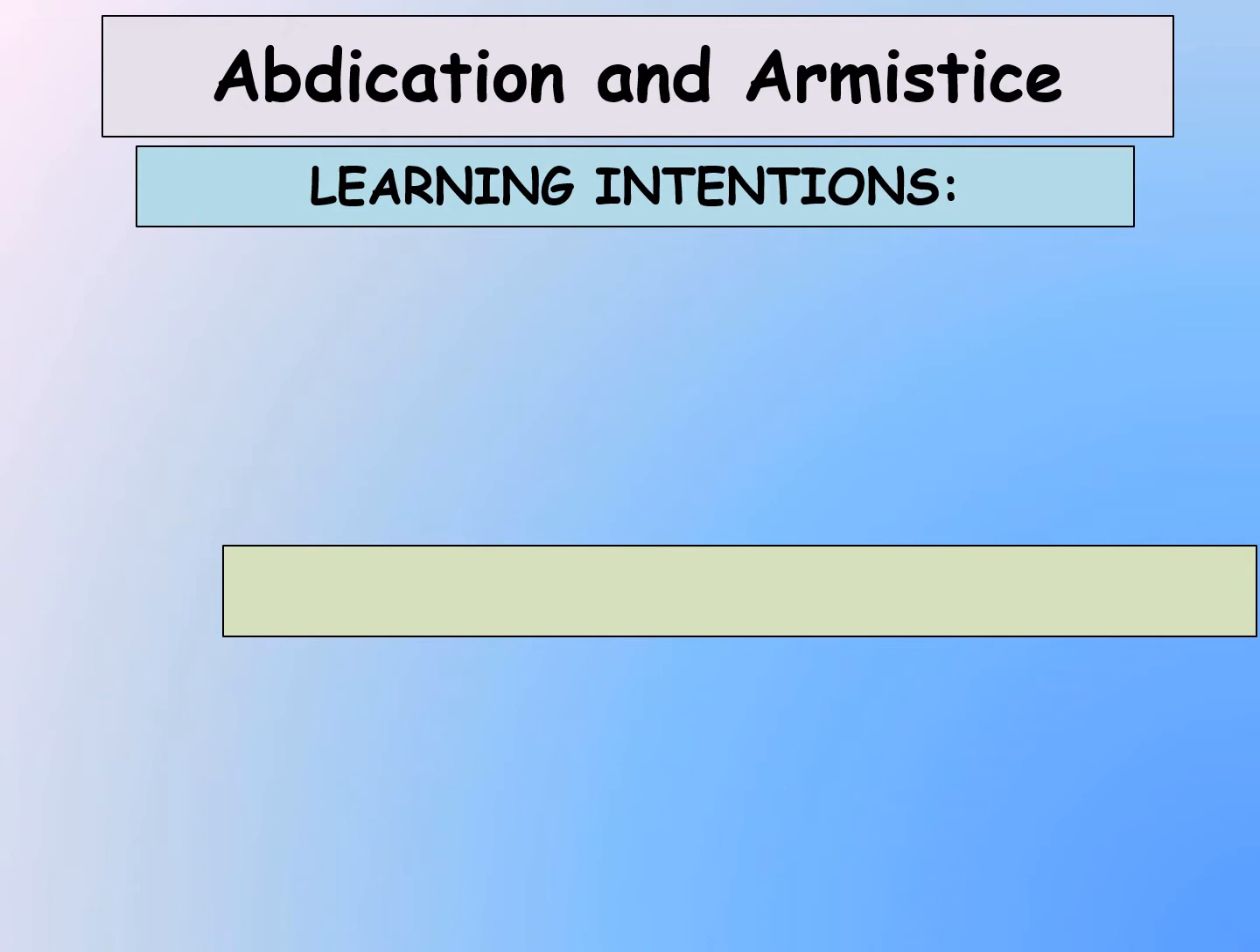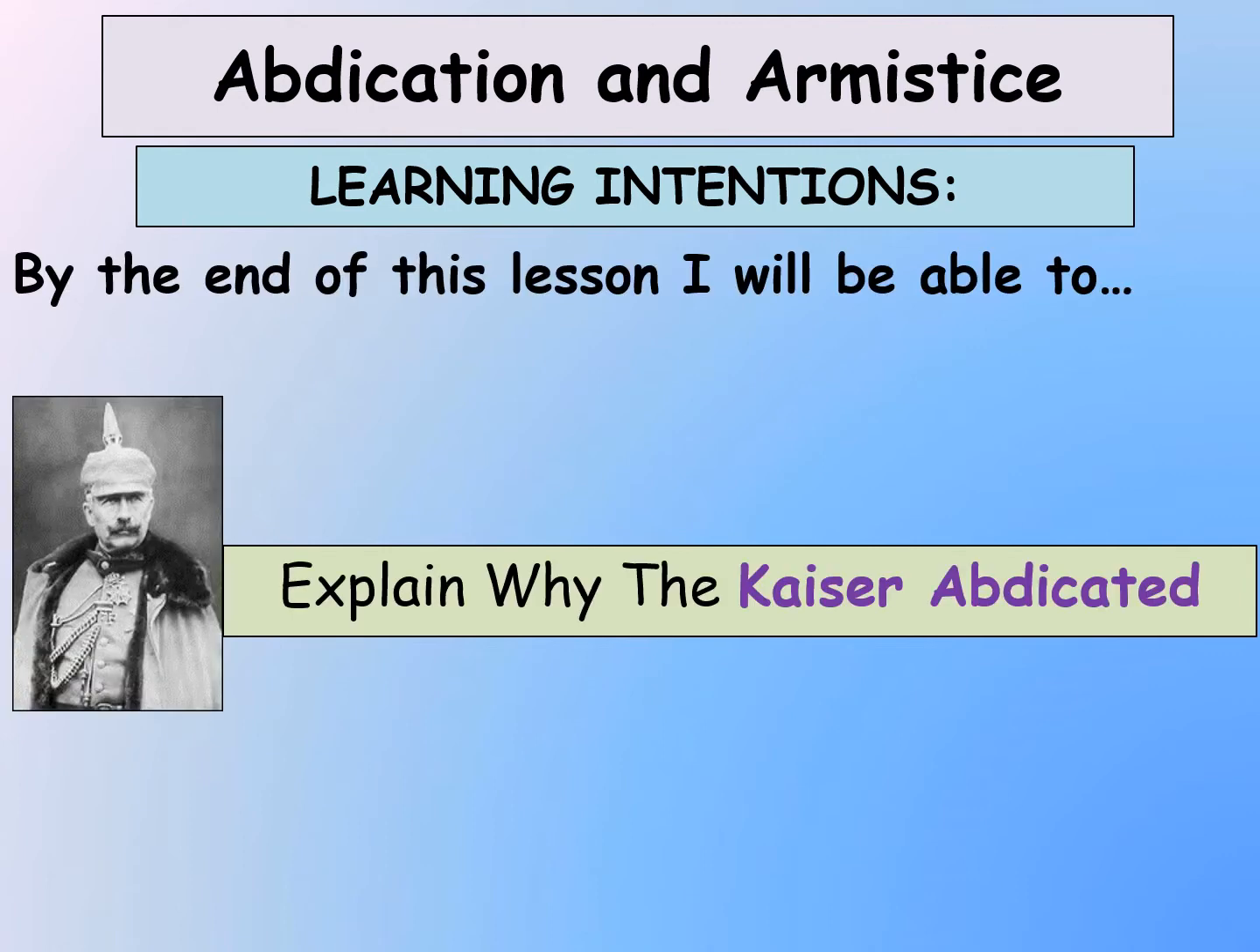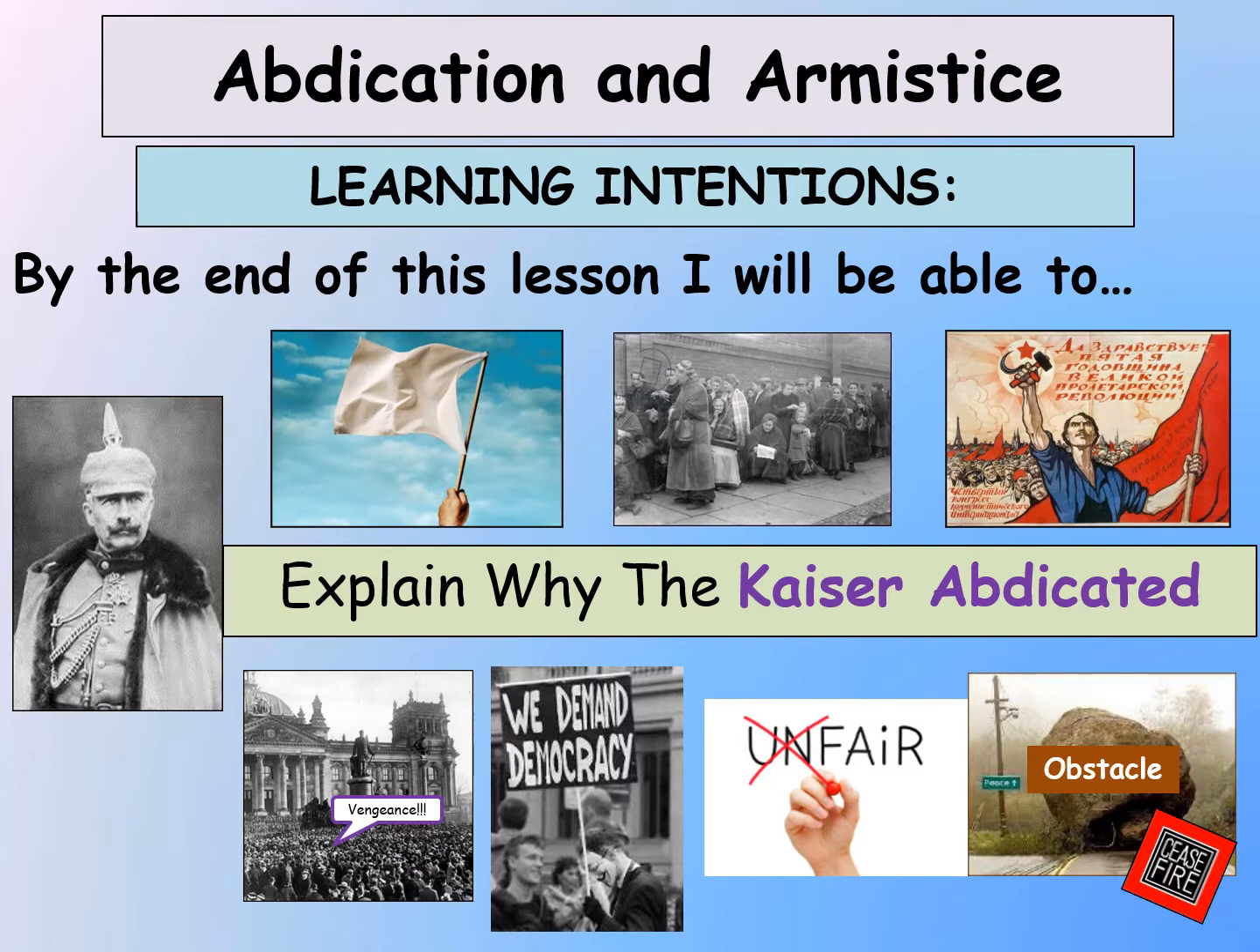Okay, so new heading for this lesson is Abdication and Armistice. A couple of learning intentions basically for this, just one real key thing, is to explain why the Kaiser abdicated, and we're going to practice a how fully question as well with this. So there's a couple of reasons for this.